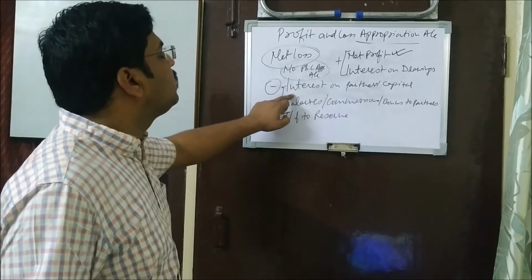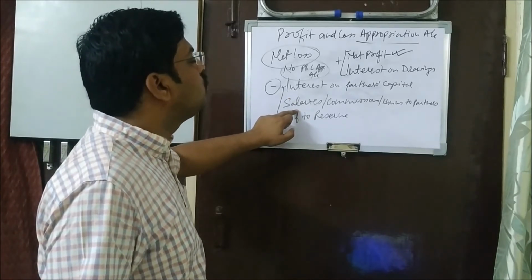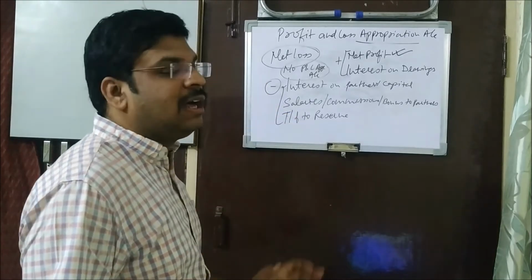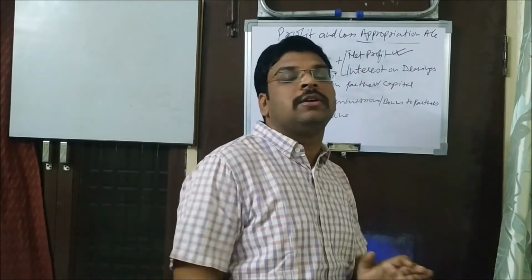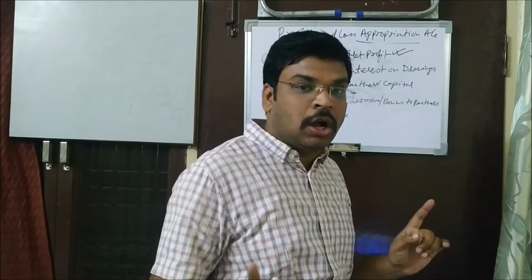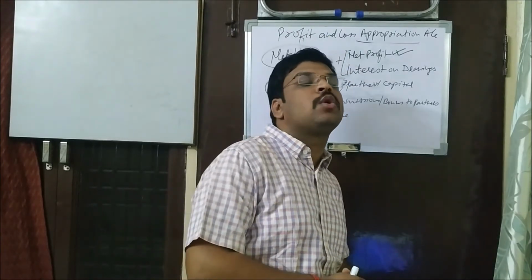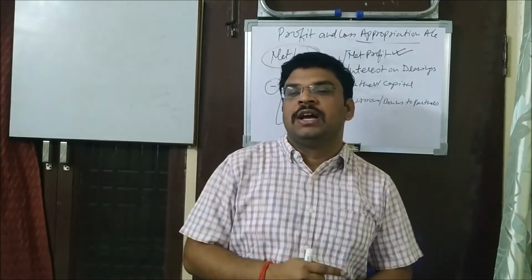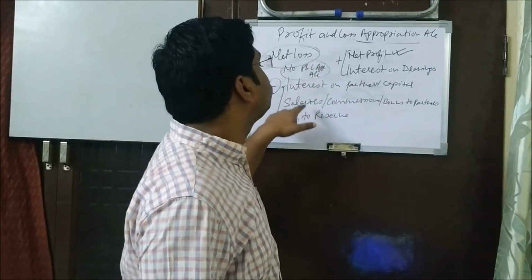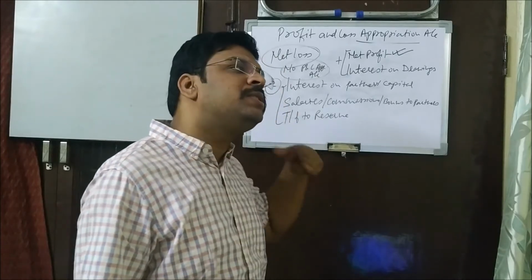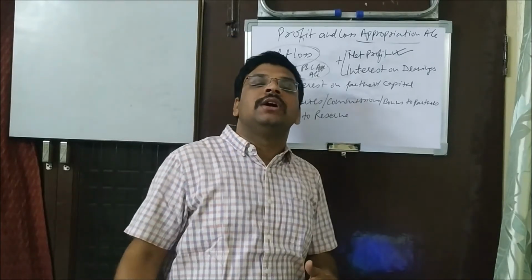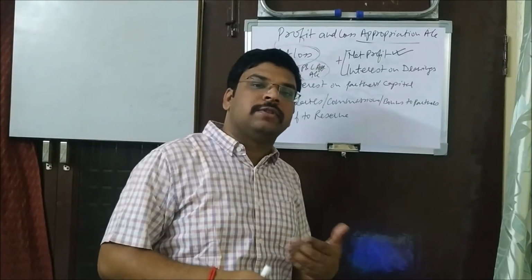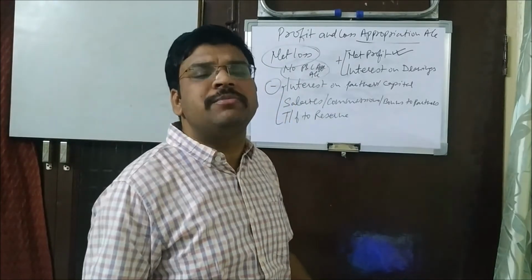So interest on partners' capital, salaries, commission, bonus to partners, transfer to reserve: these items are appropriation of profit, not charge against profit. But we learned one more item, interest on loan, that is charge against profit. That is why I have not mentioned interest on loan here. Interest on loan will be treated as if the firm took a loan from any other third party. If the partner gives the loan, even then the same treatment is done.